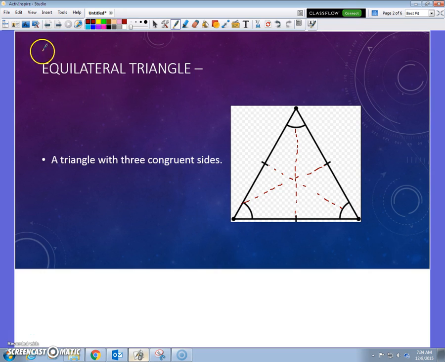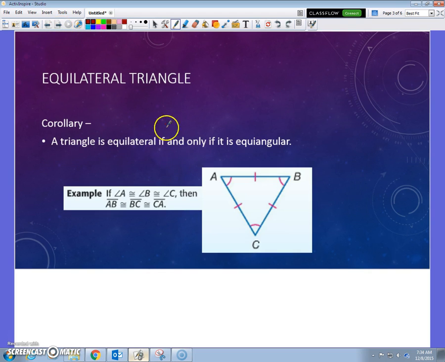Okay, so an equilateral triangle has three equal sides, and through some of these relationships we've been studying, we know that it must also have three equal angles. So what we have here is a few corollaries, and one of the corollaries is that a triangle is equilateral if and only if it is equiangular. That just means that it has all three angles exactly the same.